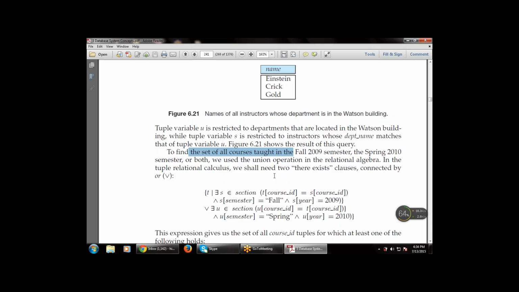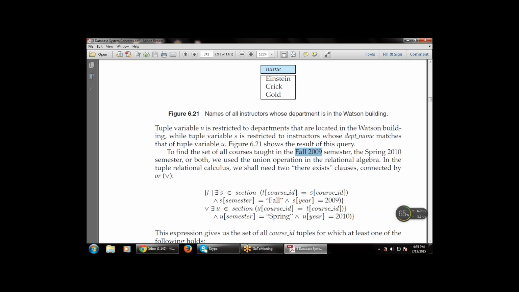Now to find the set of all the courses that are taught in the fall 2009 semester, the spring 2010 semester, or both, we use the union operation, that is a combination of both the fall 2009 and the spring 2010. In the tuple relational calculus, we shall need the there exists clause connected by the or sign. So there is a T such that there exists S that belongs to the section, and the T course ID equals the S course ID.